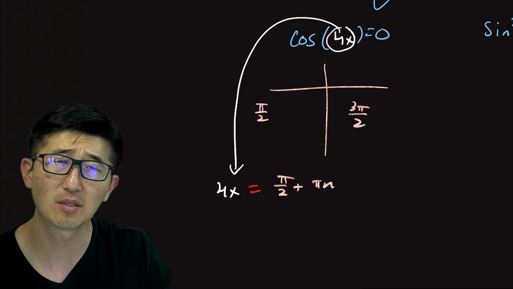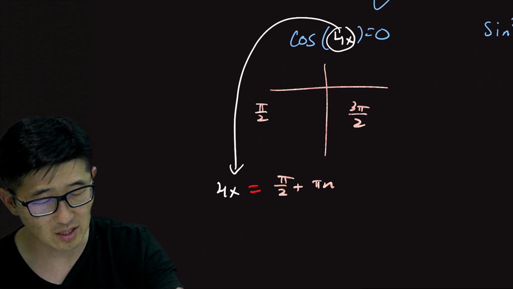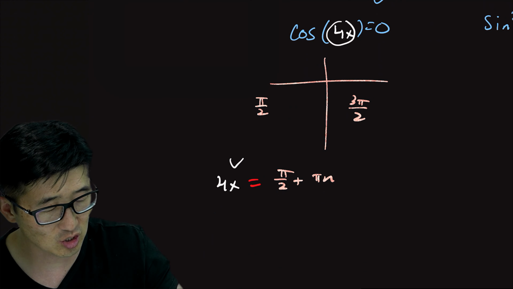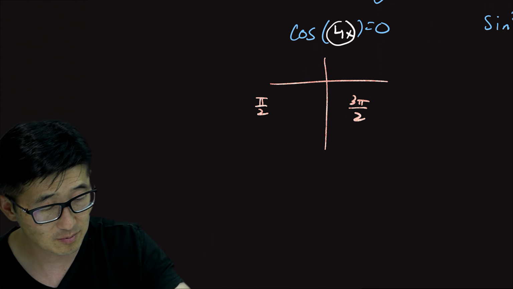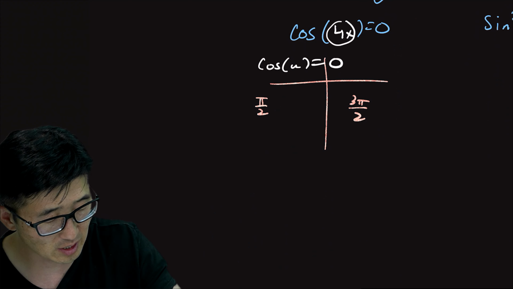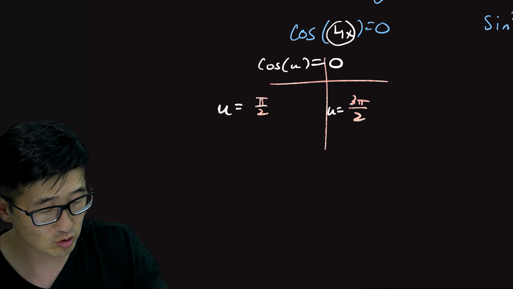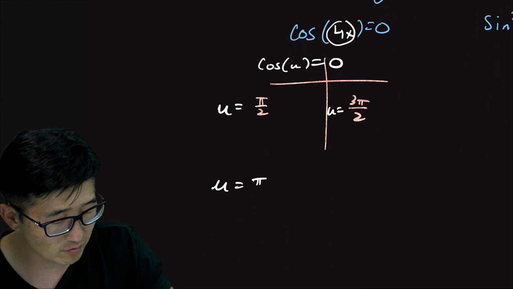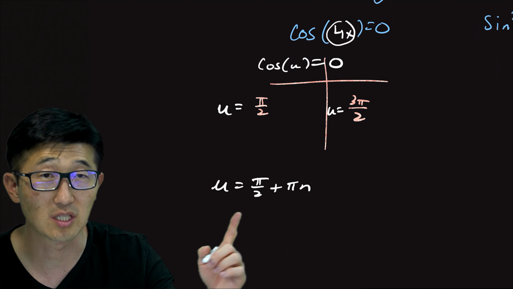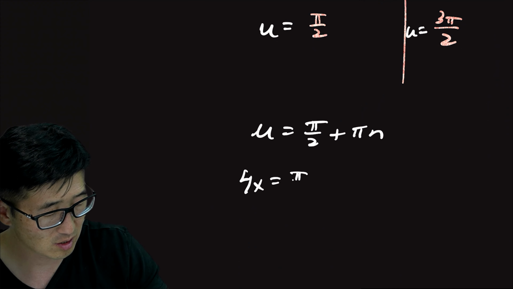Now, did Miss Town do like a u substitution or something? Yeah, she did u. Okay, I'll do it for you then, just to keep consistent, because it's the same thing; you have to bring it back. So if cosine of u equals 0, then u has to equal pi over 2, and 3 pi over 2. But you realize it can be pi over 2 plus pi n. But what exactly is u? It's 4x. So 4x, and then just solve.